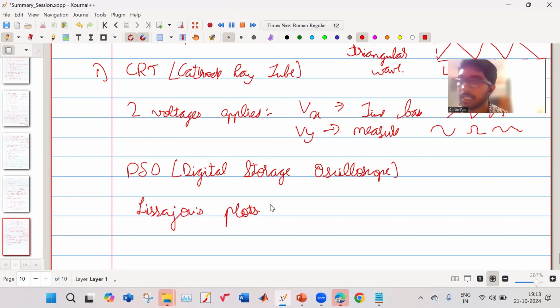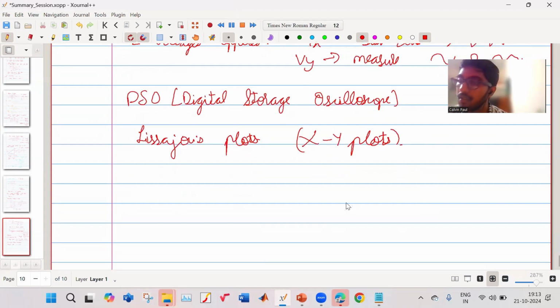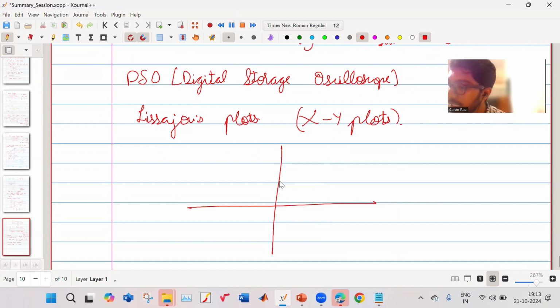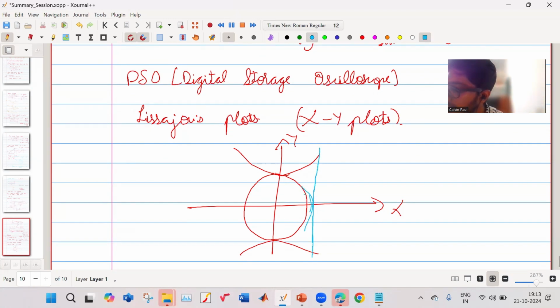This is used when you do X versus Y plots. Let us say this is your X-axis and this is your Y-axis, and you get a signal like this. What we do in that case is, and this is most important, you have to count the number of tangents.